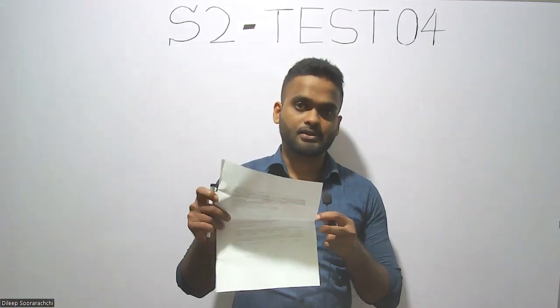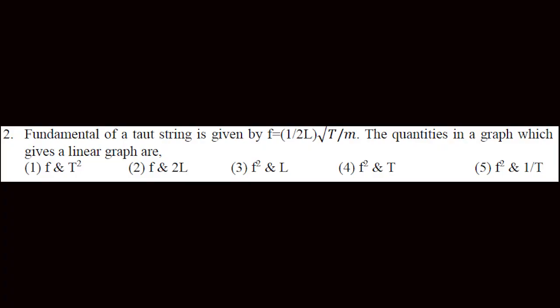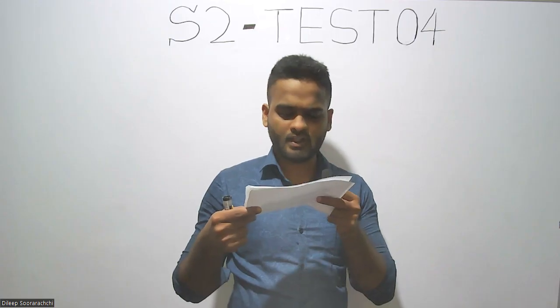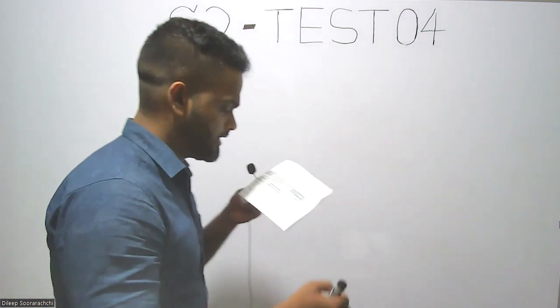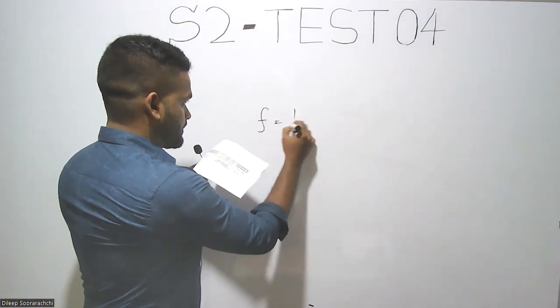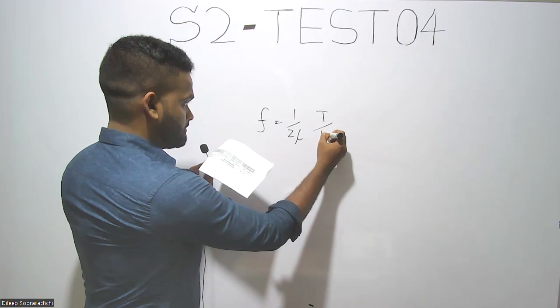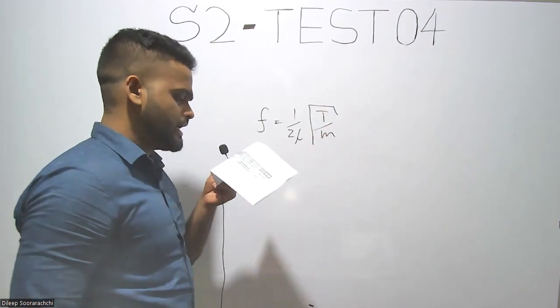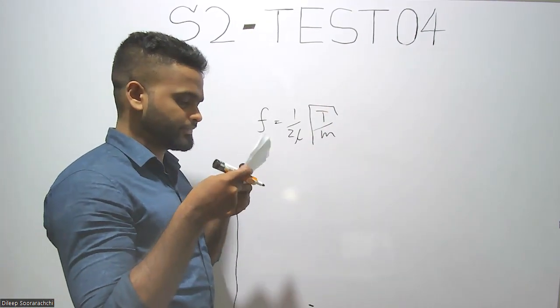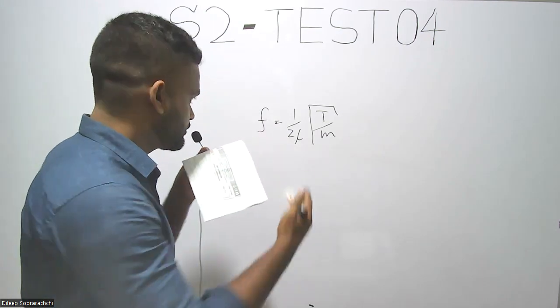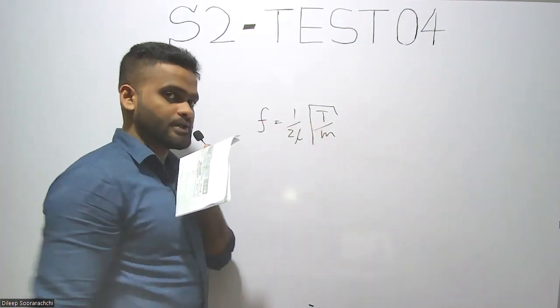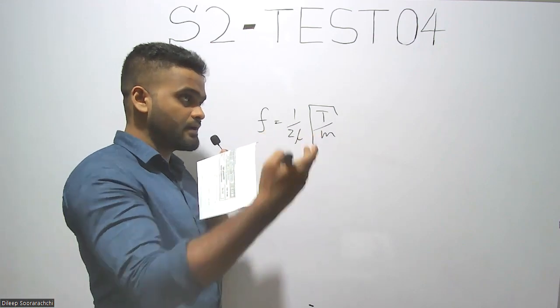Okay, the second question. The fundamental of a taut string is given by f equals 1 over 2L times the square root of T over M. The quantities which give a linear graph are. So here the equation is f equals 1 over 2L root T over M, and we need to choose two quantities in this equation so that we will have a linear graph.